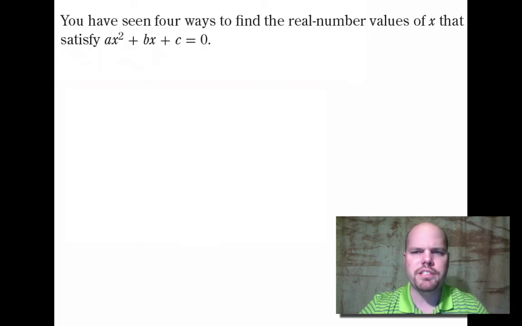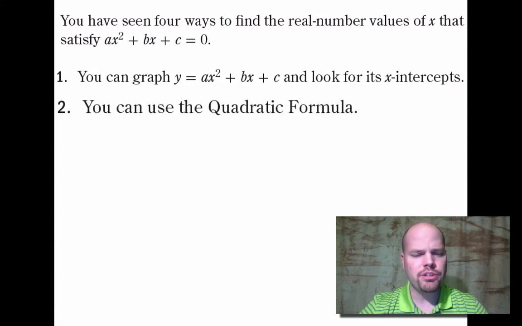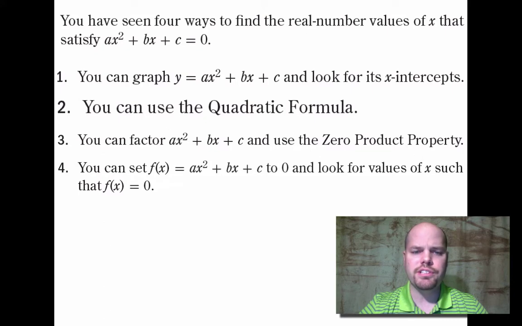You've seen 4 ways to find real number values of x such that they satisfy the quadratic equation equals 0. 1, you can graph and look for its x-intercepts. 2, you can use the quadratic formula. Number 3, you can try to factor it and use the zero product property. And number 4, you can set f of x equal to that equation and then look for values of x such that f of x equals 0.